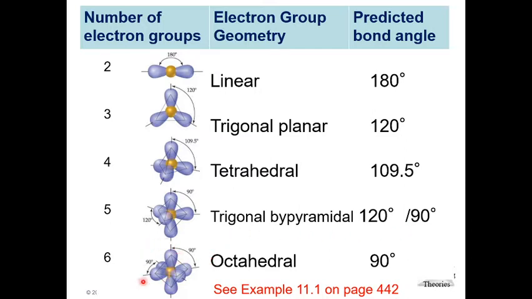And if you have 6 electron groups around your central atom, the electron groups will take on the geometry of an octahedral. And you could see the example problem in a separate lecture, 11.1. Those bond angles are 90 degrees.